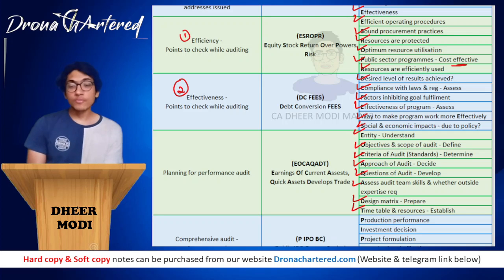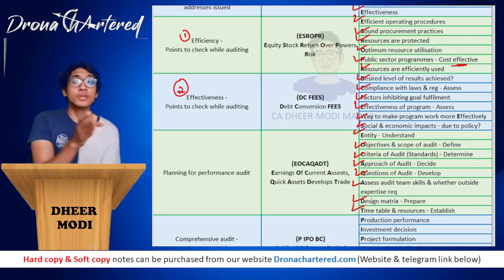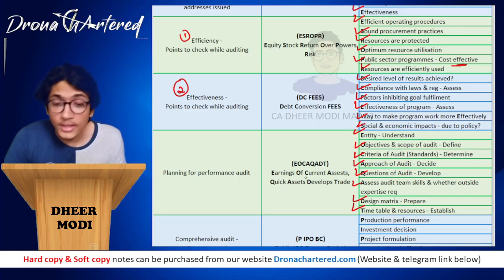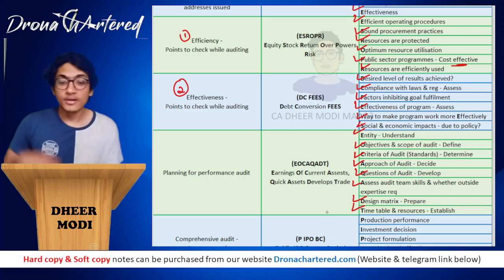Okay, so your key was earnings of current assets. That means EOCA, earnings of current assets. EOCA. And QADT: quick assets, develop, trade.